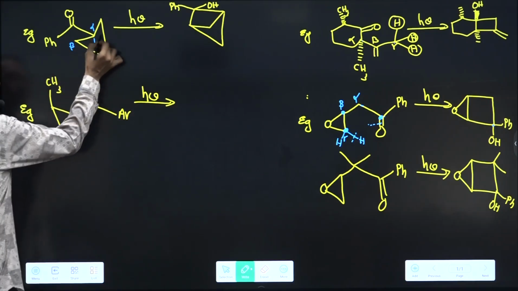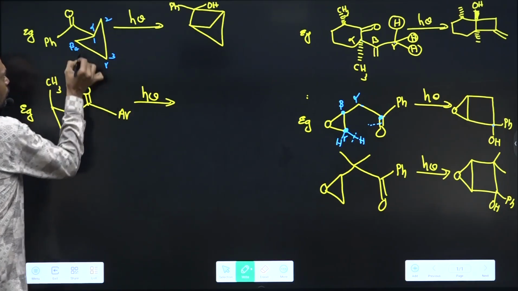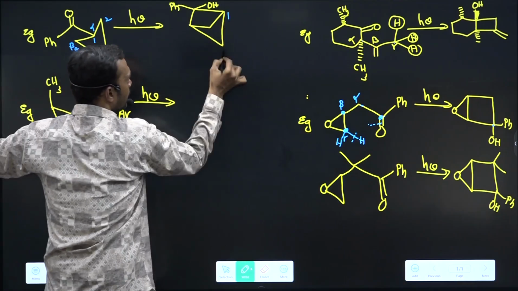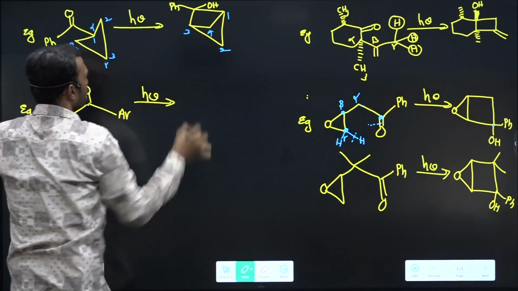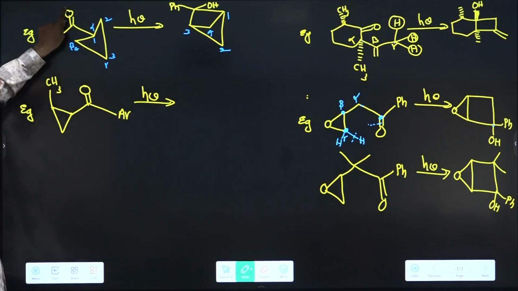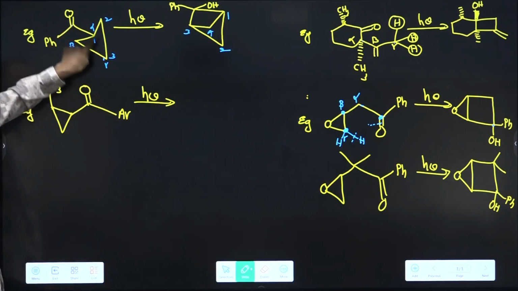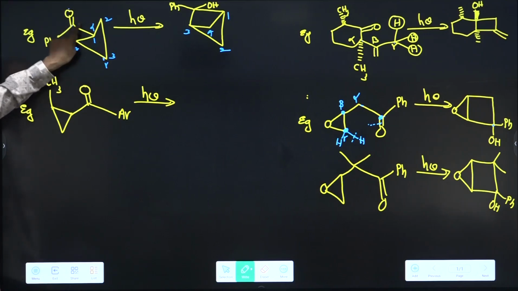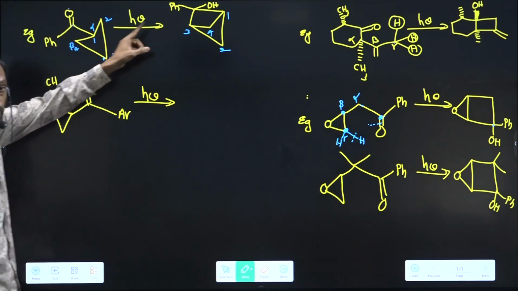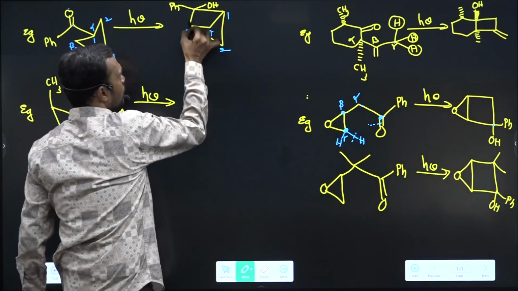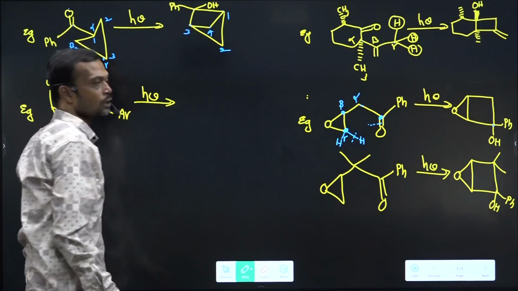This is 1, 2, 3, 4. This one goes here and 2, 3, 4. Is it gamma hydrogen transferred to carbonyl and gamma carbon connected to carbon? Third one donates hydrogen to carbonyl. Third one connected to carbon. So 1,4 biradical, cyclobutanol formation. See this 1, 2, 3, 4 cyclobutanol.